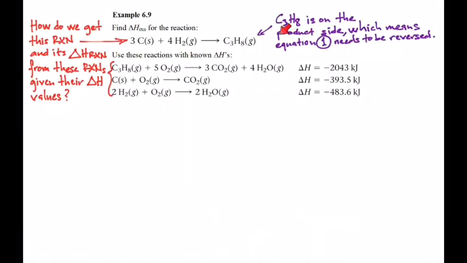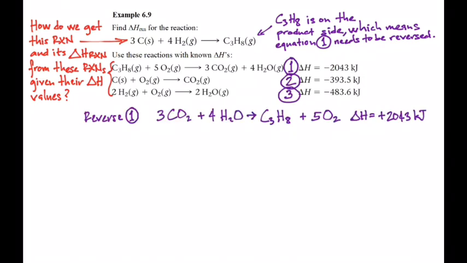So again, we would reverse equation 1, this one right here. And as a result, we would also flip the sign from negative to positive. And that's basically what we've done here. We reversed equation 1. Now it's 3 carbon dioxide plus 4 water generates propane gas and 5 oxygen gas. So because we flipped the equation, we're also going to reverse the sign from negative to positive.